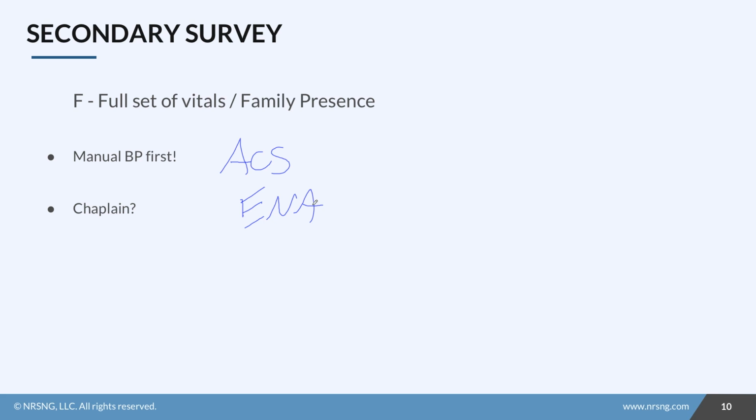Compare it to the automatic next. If they're equal, great. Stick with the automatic. If not, continue with manuals.